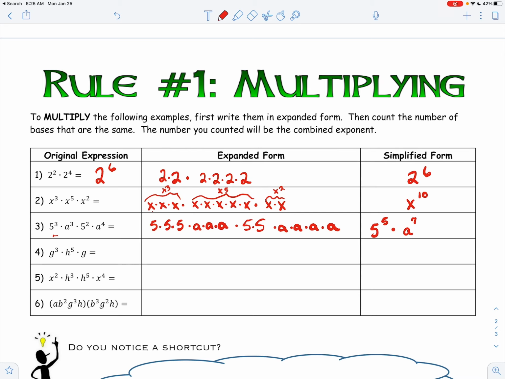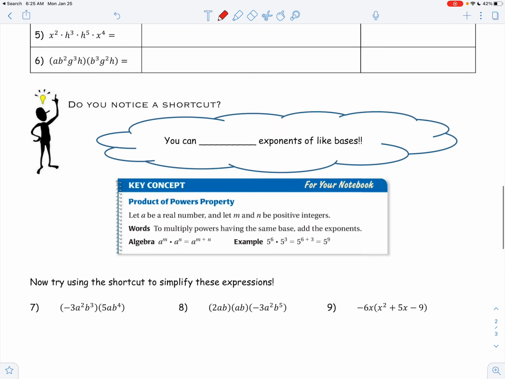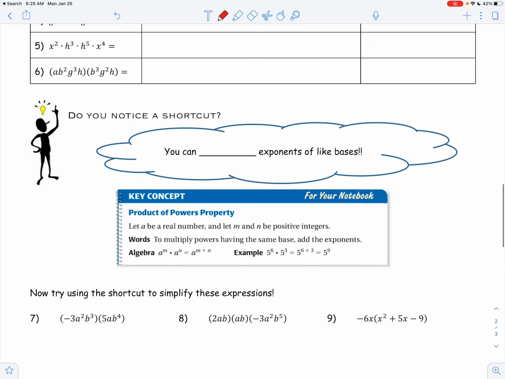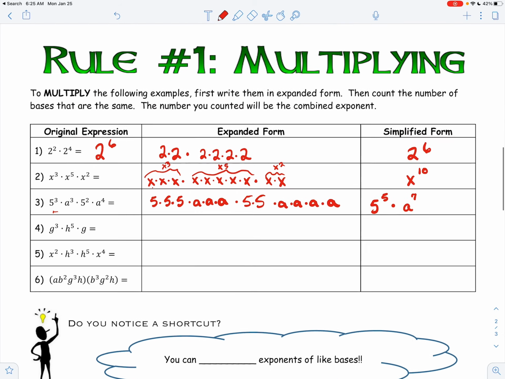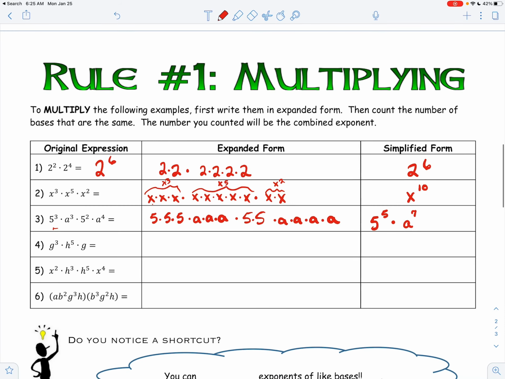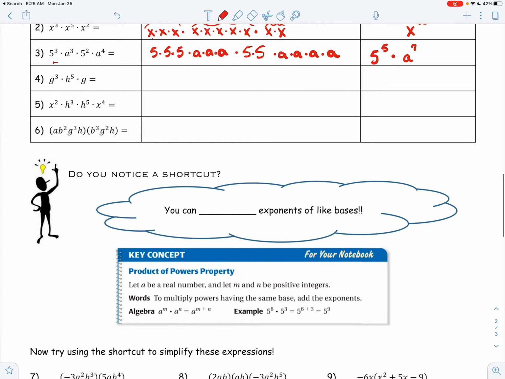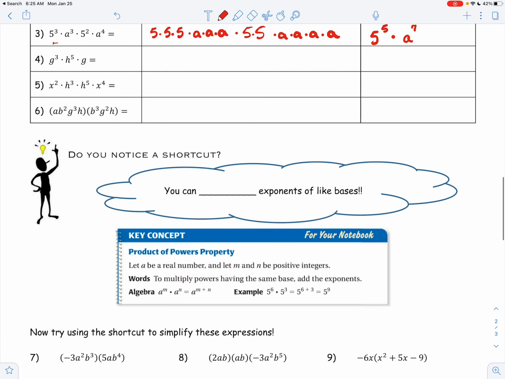All right, I want you to take a second and try 4, 5, and 6, and we'll go through that in class. All right, I want to get down here to where it says, do you notice a shortcut? Maybe you have. I'm not sure. But if not, go back and see if you can notice the shortcut.